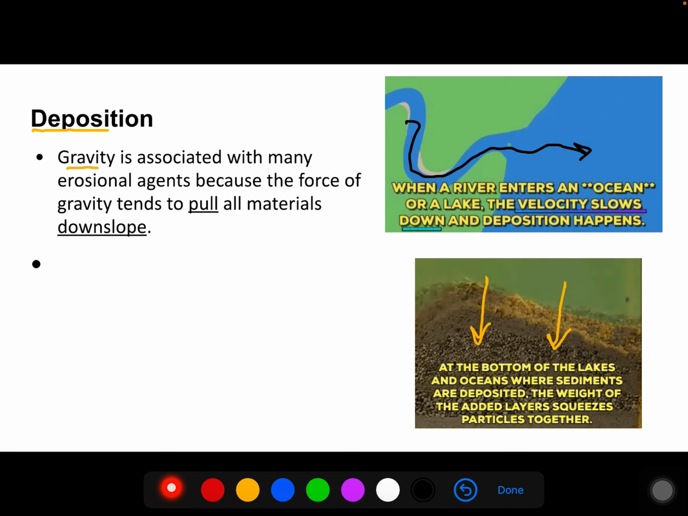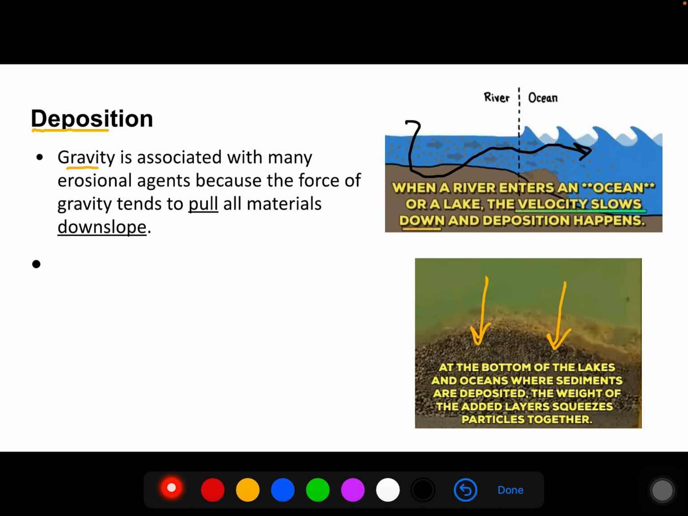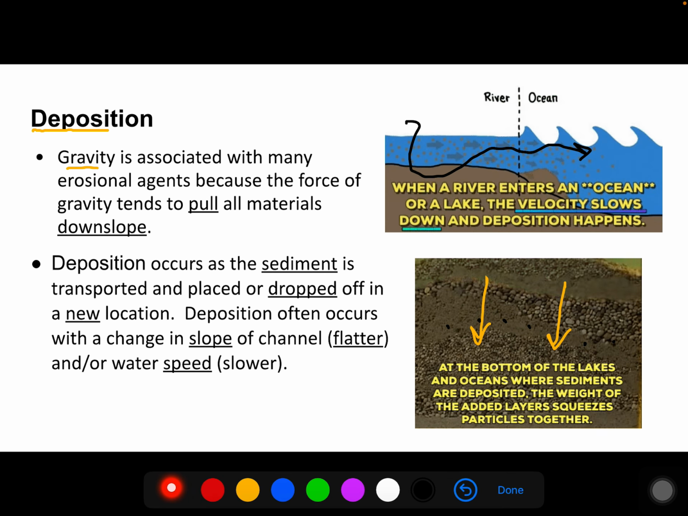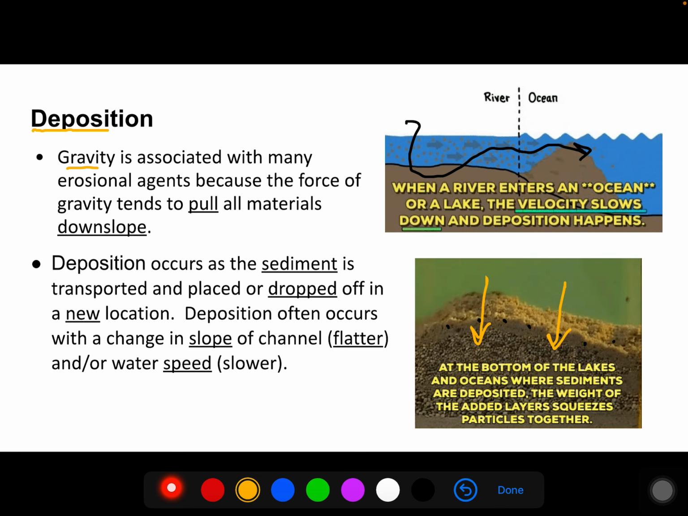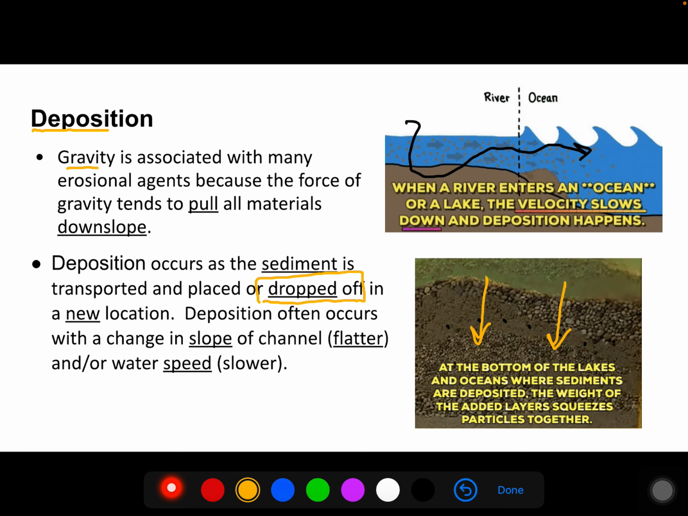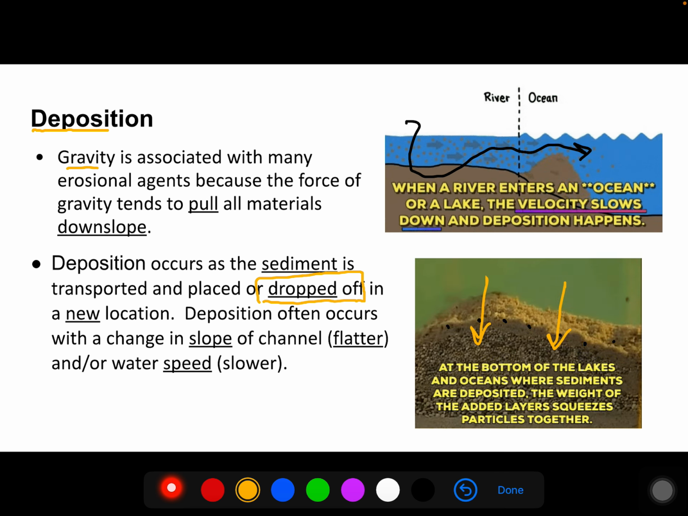Just like our graphic in our Explorer, that speed changes a little bit and we see the sediment then start to fall downward like we do in this bottom image. So the keyword here with deposition is that sediment is being placed or dropped off in a new location.